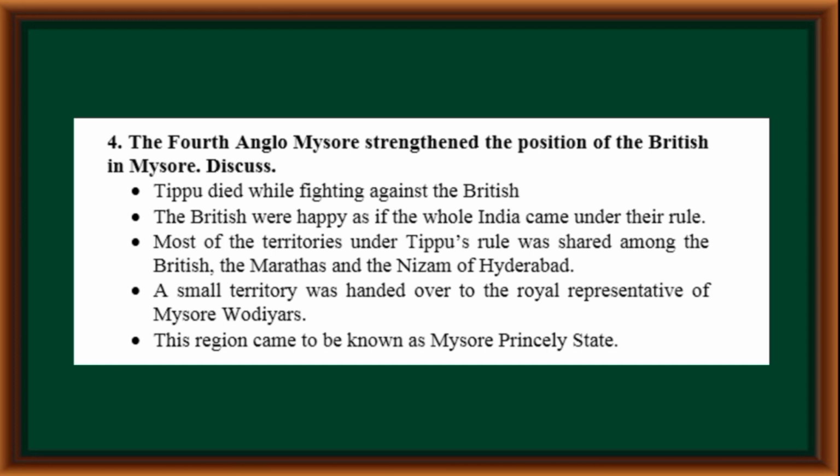The Fourth Anglo-Mysore War strengthened the position of the British in Mysore. Discuss. Tipu died while fighting against the British. The British were happy as if the whole of India came under their rule. Most of the territories under Tipu's rule were shared among the British, the Marathas and the Nizam of Hyderabad. A small territory was handed over to the royal representative of Mysore, Wodiyar. This region came to be known as the Mysore Princely State.